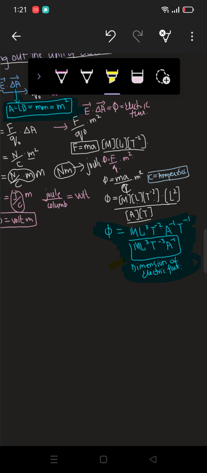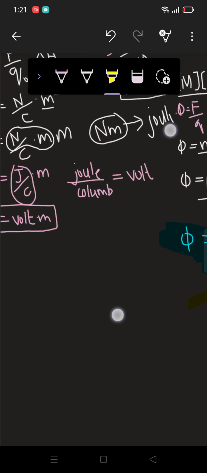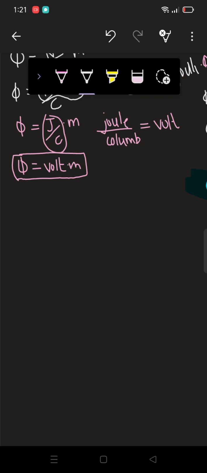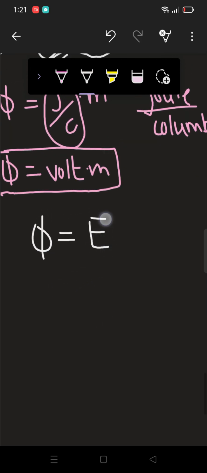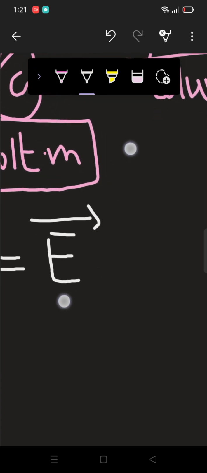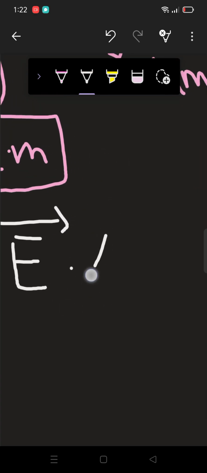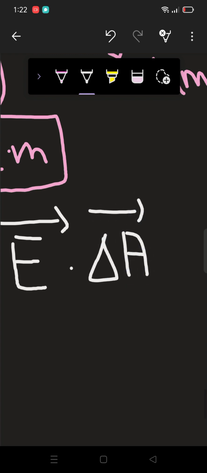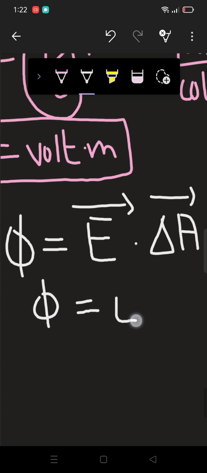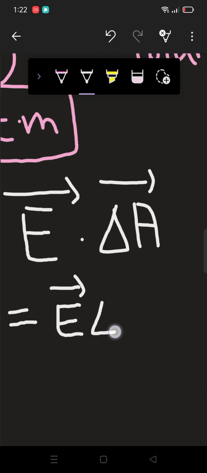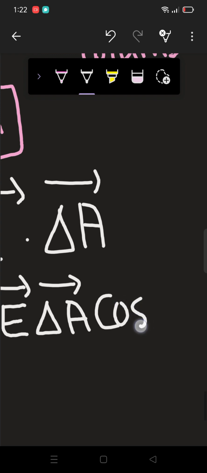Today we'll be discussing the angles between the electric field intensity and the small element of vector area, because as we know, electric flux is the dot product of electric field intensity, a vector quantity, and a small element of vector area, which is a vector quantity as well. When we remove this dot, what comes is cos theta. So phi is equal to E, dA, cos theta.